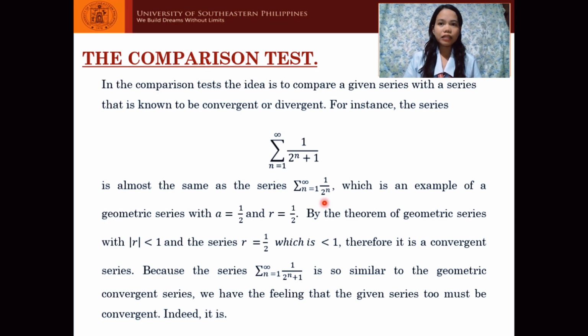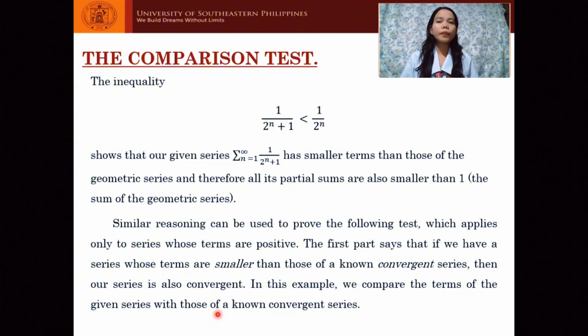So we have the feeling that the given series that we have here must be convergent. Indeed, it is. Let us find out why. Let's try to compare the two. Let's have the inequality. So the inequality: 1 over 2 raised to the power of n plus 1 is less than 1 over 2 raised to the power of n.